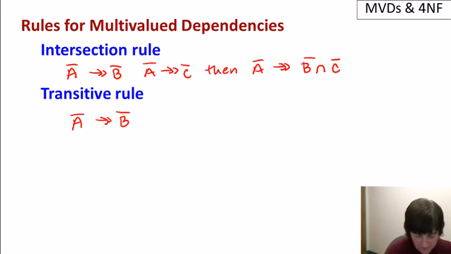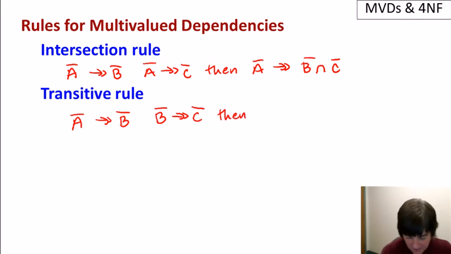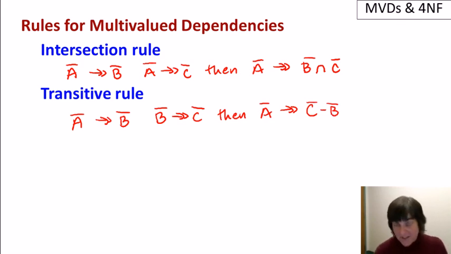What it says is if we have A multi-determines B and we have B multi-determines C, then we have A multi-determines not C exactly, but C minus B. And you might work some examples to convince yourself why we don't have just A multi-determines C and we have to subtract the attributes for B, although it's fairly complicated. So again, these rules can be proven, and there are many other rules for multi-value dependencies that you could read about in any of the readings provided on our website.